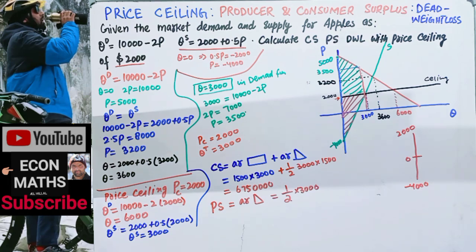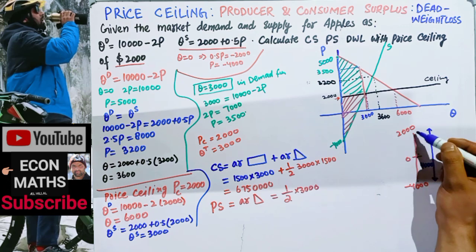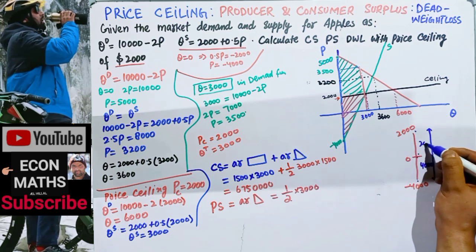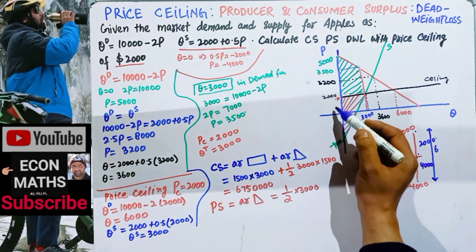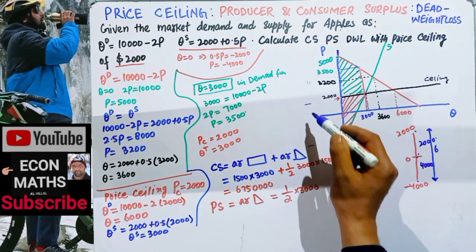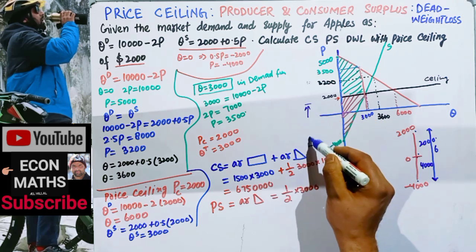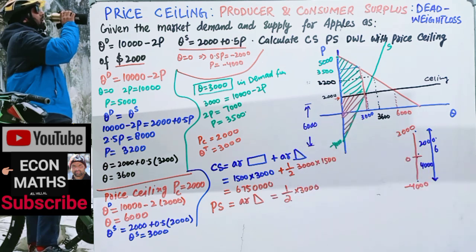We need to find out the length. We are not concerned with the sign here. What is the length of this very thing? Up to this it is 4000, and up to here it is 2000. So 4 plus 2 is 6000. So the total length is 6000. From here up to this, the length in absolute terms is 6000.